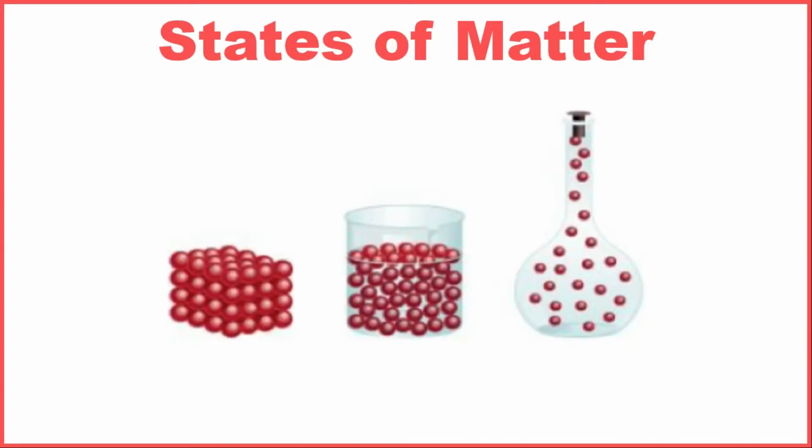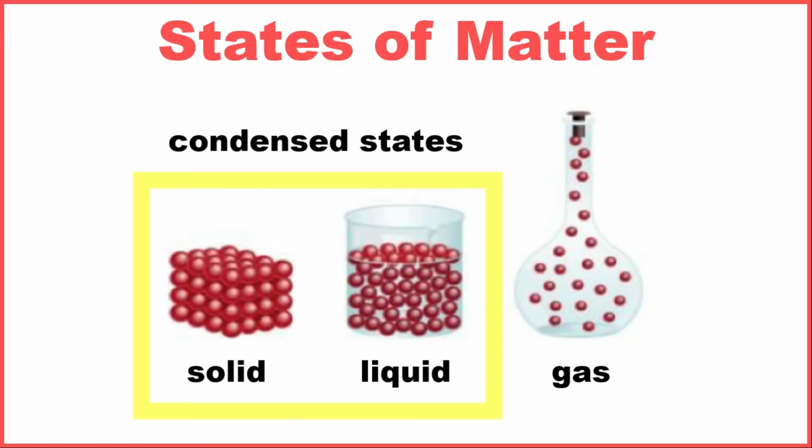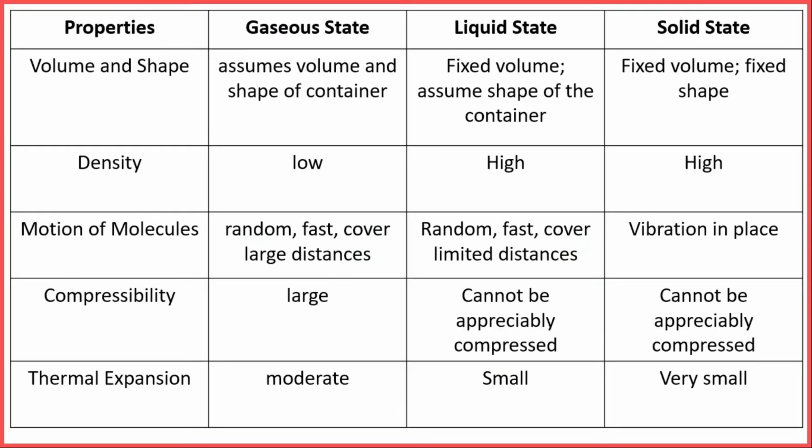Also remember some of the states of matter. We have solid, liquid, and gas. We have already studied gases. Now we will only focus on solids and liquids, particularly the properties of liquids. Solids and liquids are called the condensed states. Now let's recall some of their properties. We have five different properties in this table.